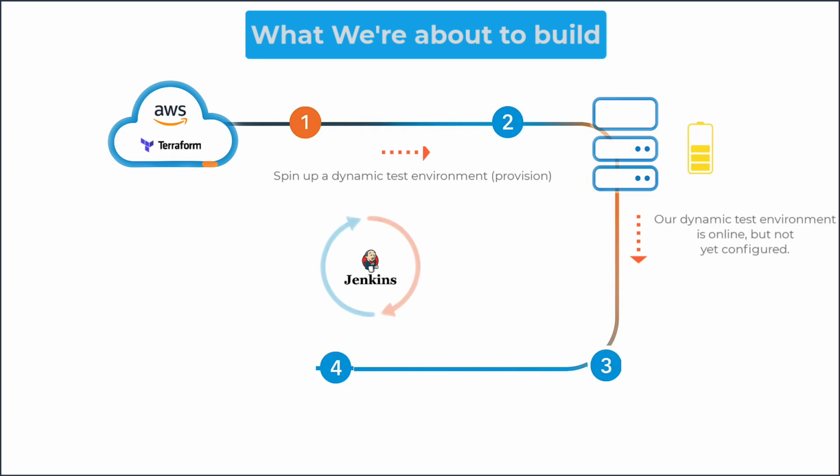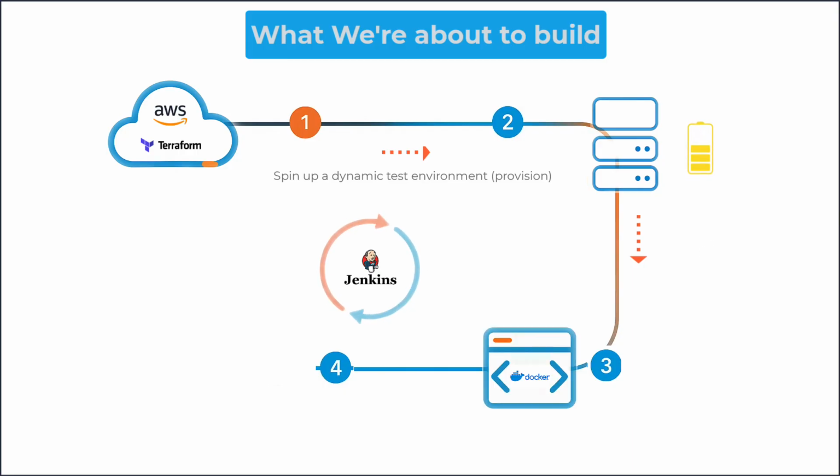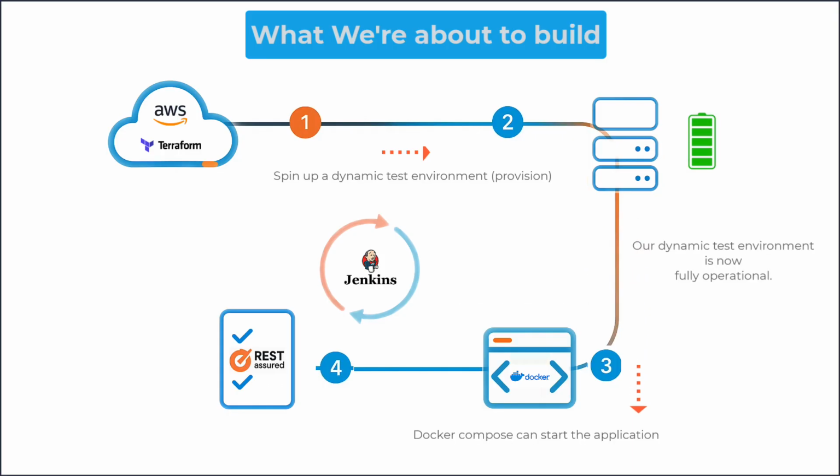Terraform doesn't just create the machine, it can also install the tools we need, like Docker and Docker Compose, preparing the machine for actual usage. After that, Docker Compose will launch our application stack and database inside this freshly created machine. And finally, we'll run our automated Rest Assured test directly against it. Everything deployed, tested and cleaned up in one flow.